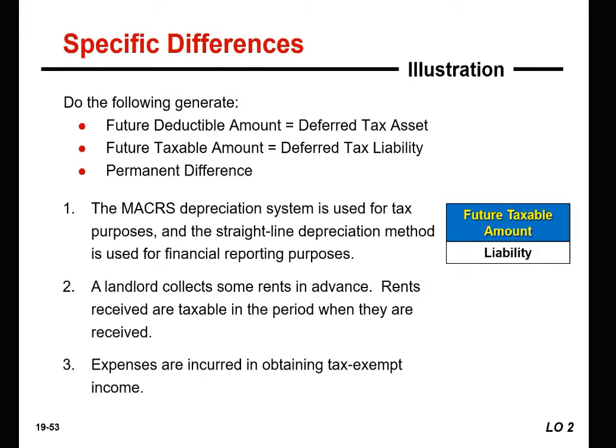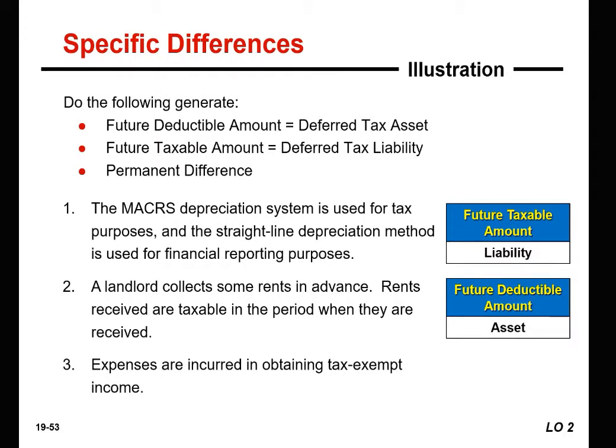When a landlord collects some rents in advance, rents are received are taxable in the period in which they're received. That's a future deductible amount. And then expenses that are incurred in obtaining tax-exempt income. That would be a permanent difference. That's not going to reverse in a future period.